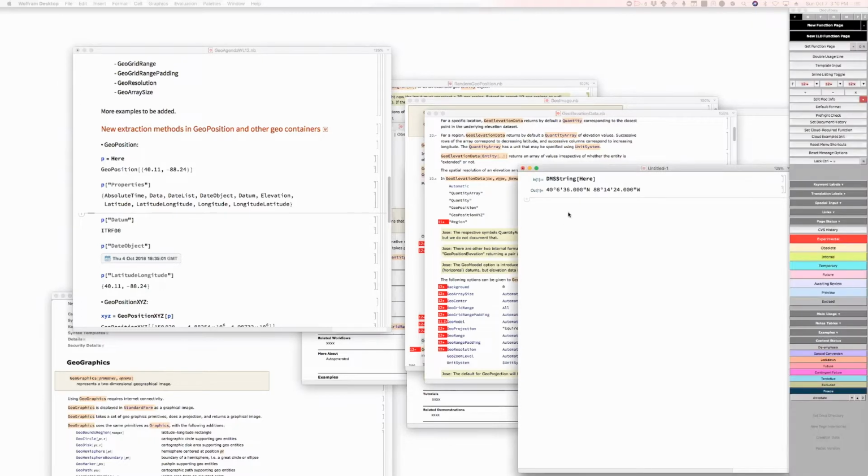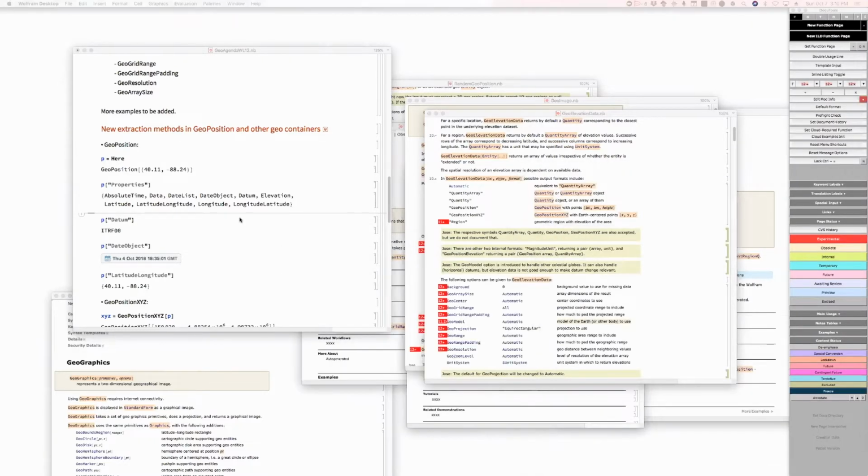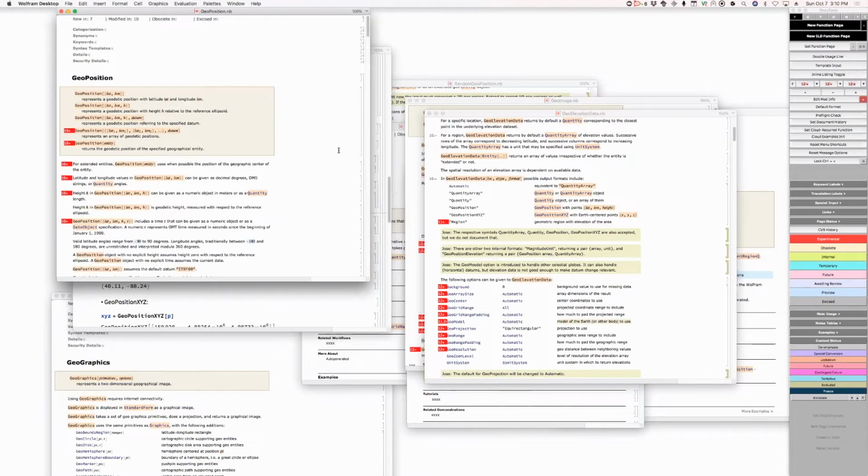All right, let's go back here. So now this is for geoposition, right? So if I go to the geoposition function, I've added examples. I don't think I've added a note for this.